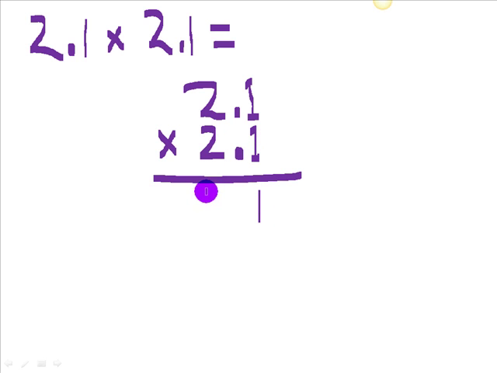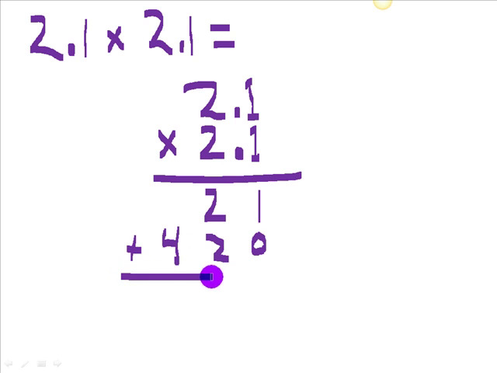1 times 2 is 2. Add a 0 so that I can then multiply by this 2. 2 times 1 is 2, and 2 times 2 is 4.